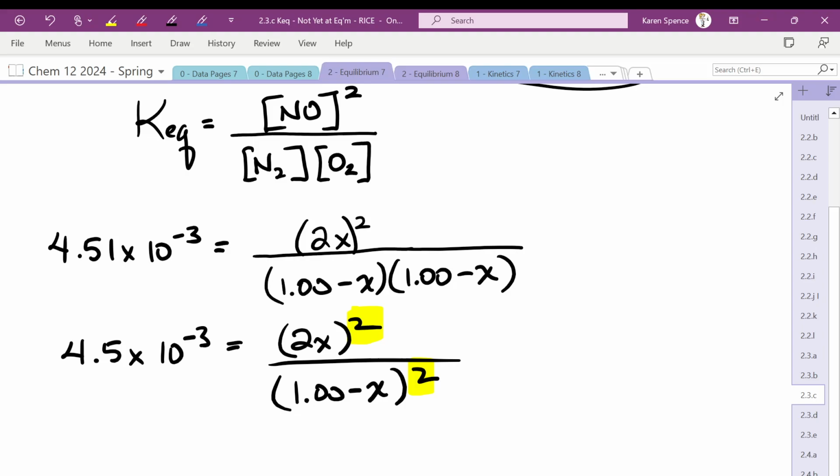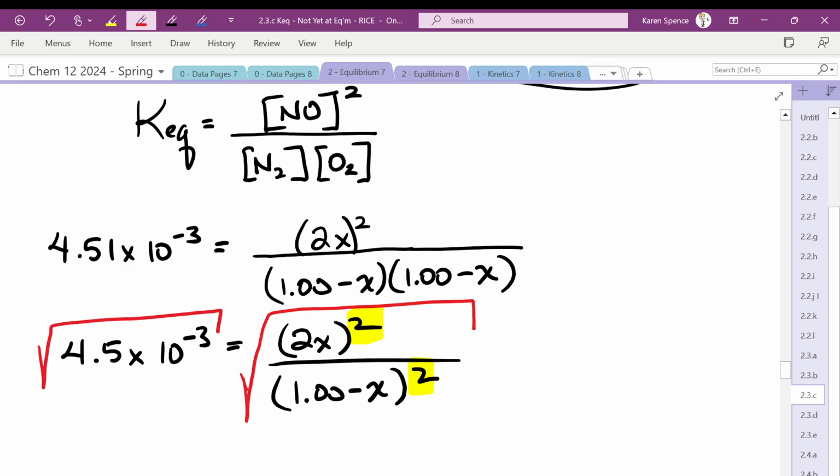If both things on the right-hand side are squared, what can I do with it? I can take the square root, which will get rid of that squared term. If I do that to the right-hand side, what do I have to do to the left-hand side? Also take the square root.